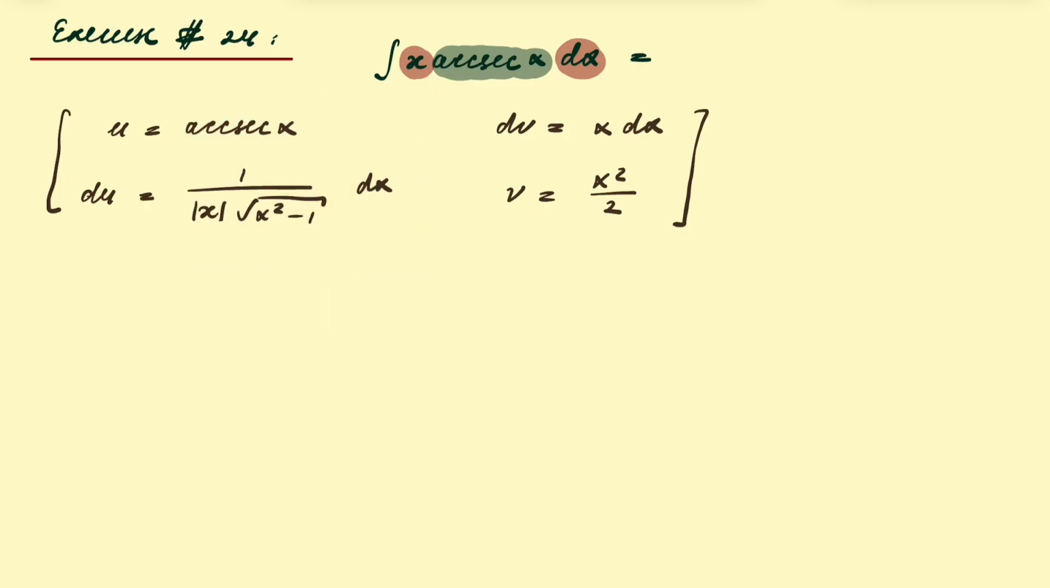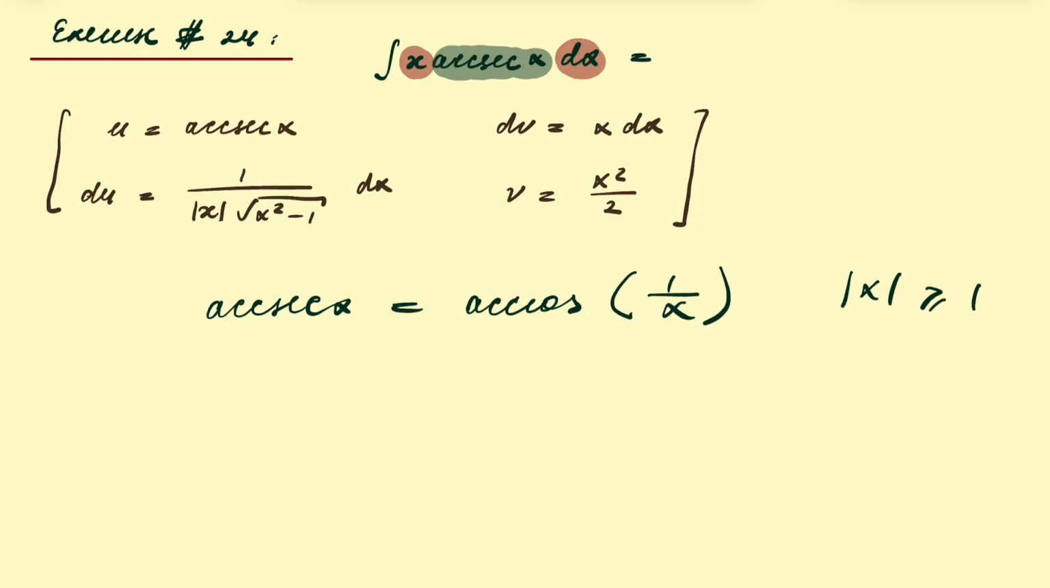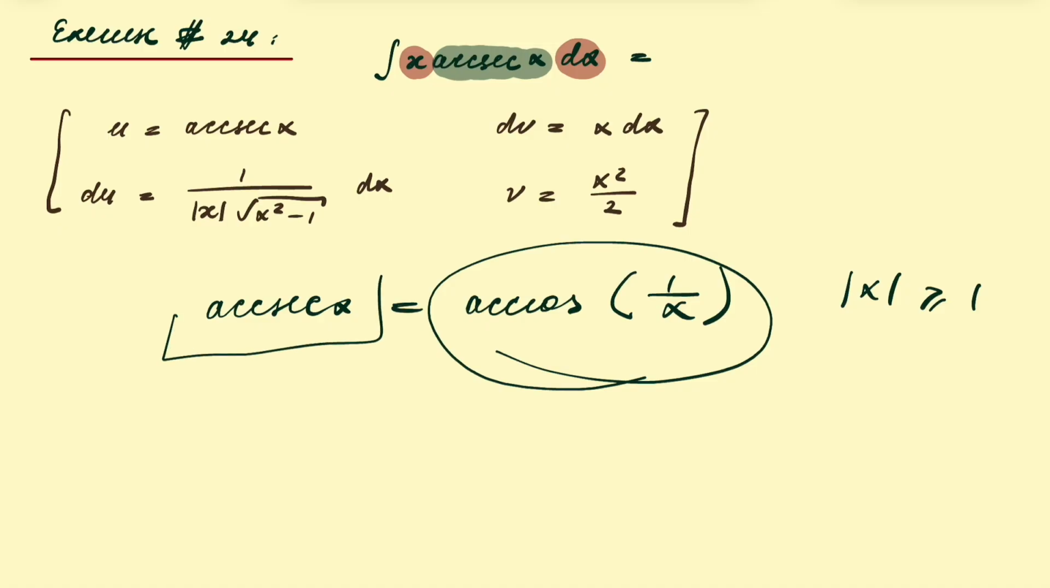Perhaps I'll make a video on how to compute its derivative, but as a clue for some of you, you can do this by writing arcsec of x as arc cosine of 1 over x, where the absolute value of x is greater than or equal to 1. And in this way, computing the derivative of arc cosine of x, which is known to lots of you, you can easily find the derivative of arcsec of x.